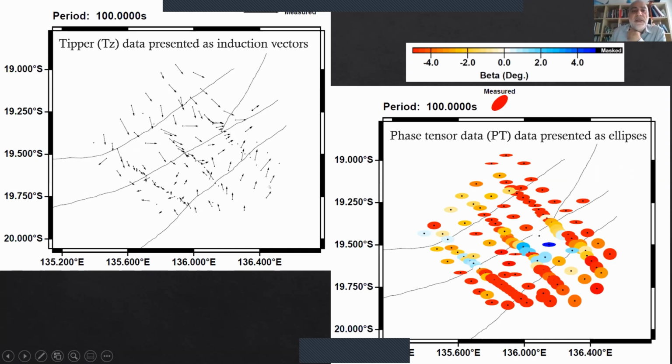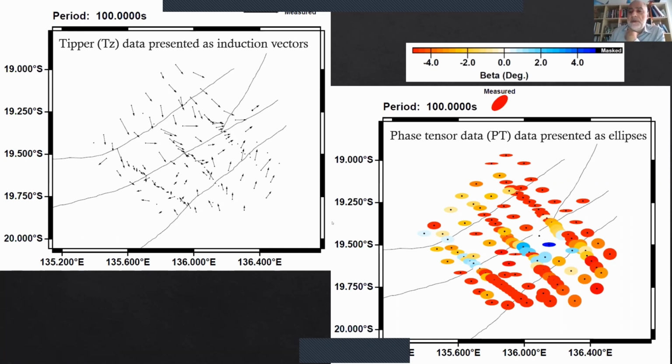While at the southeast stations, at this particular period, some of them point toward the center, like on the southern side here, and some of them point in the north direction. Generally speaking, at this period, one can imagine that there is some conductive anomaly running in the center of the array, since the induction vectors point to that anomaly. The phase tensors are usually presented as ellipses, and one can take a look at the ellipses at various periods.